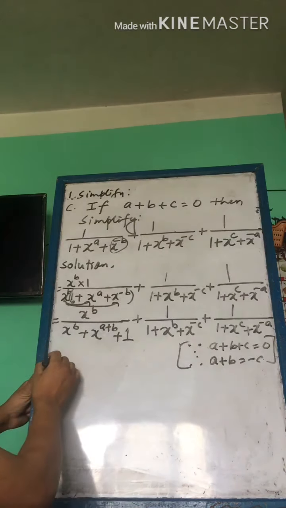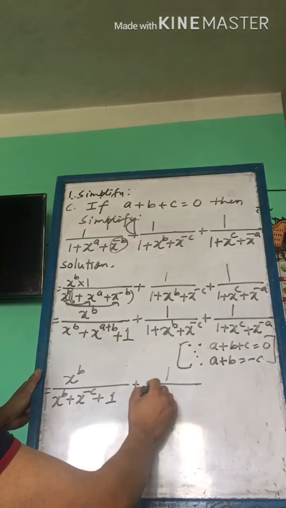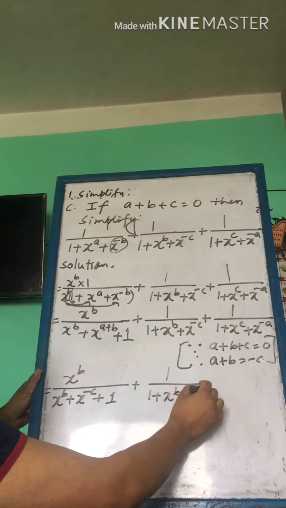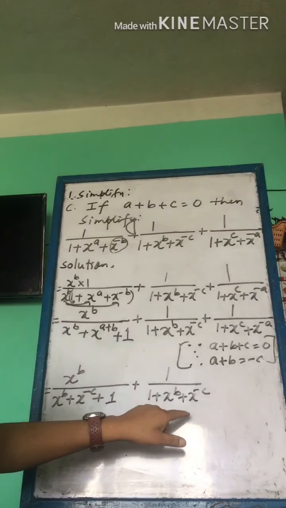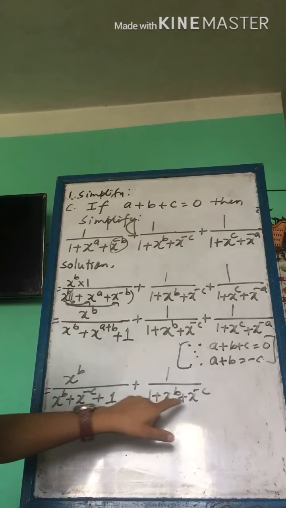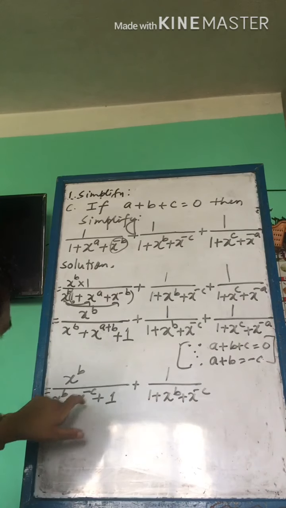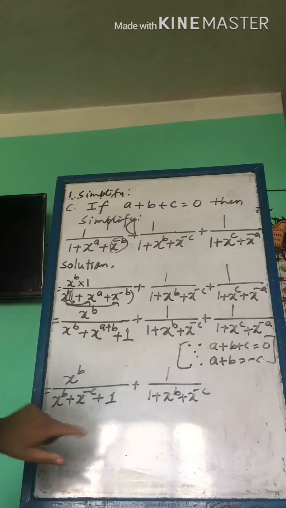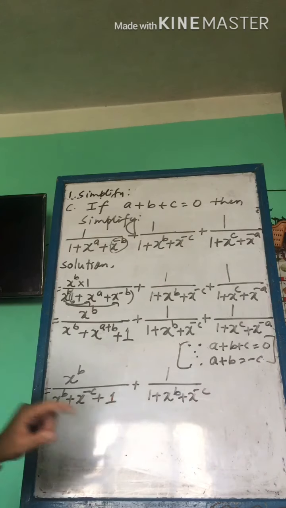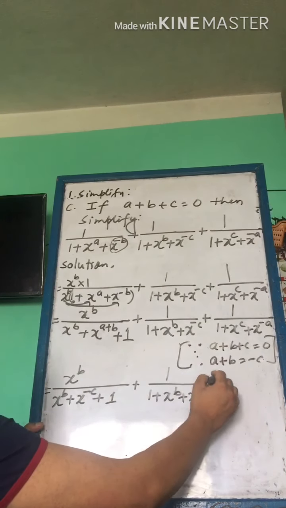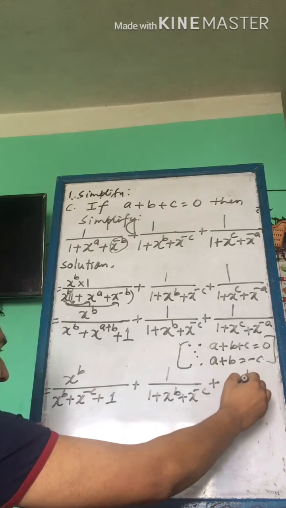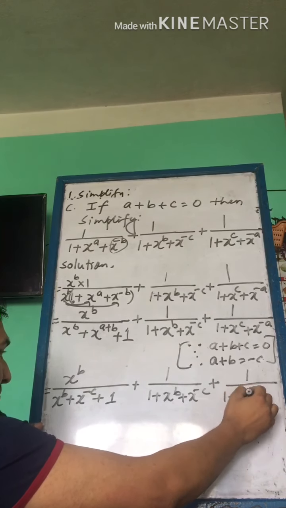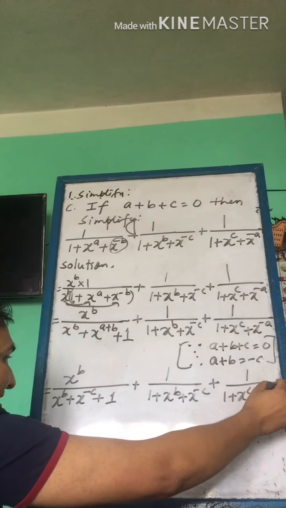Plus here also 1 upon 1 plus x to the power b plus x to the power minus c. Can you see? These two denominators are same. Means here these two fractions have been converted into like fractions. Now next one also write as it is: 1 upon 1 plus x to the power c plus x to the power minus a.